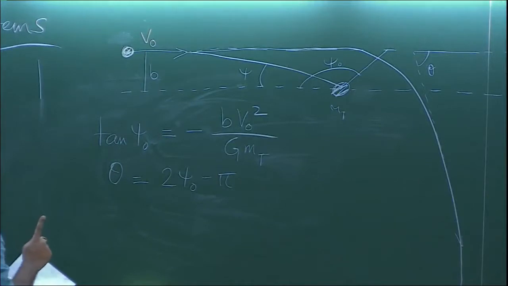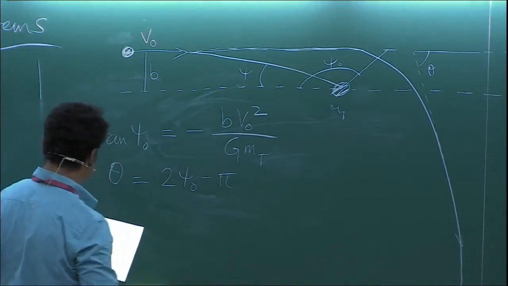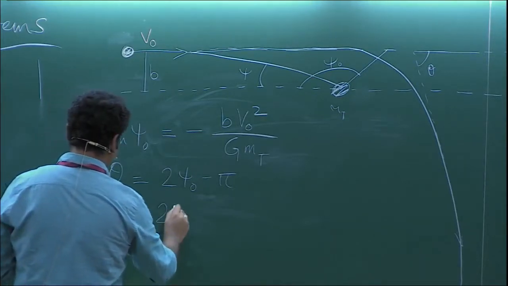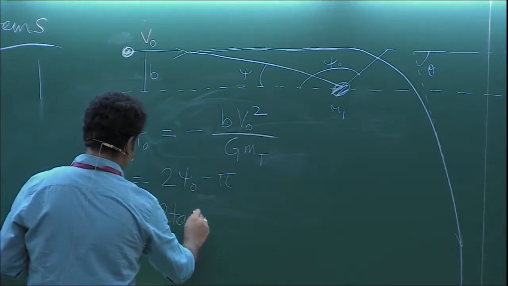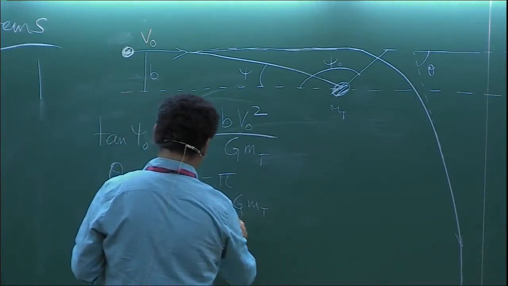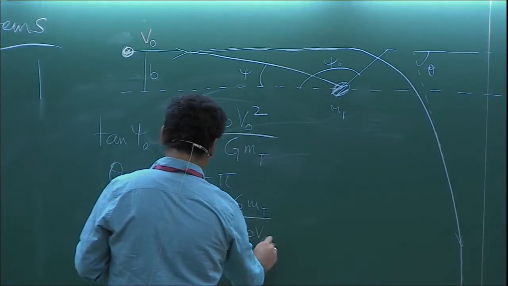So now, one thing that we are going to write down will become kind of important, and it will allow us to simplify the forms of the equations. But first, let's solve for theta. So theta becomes 2 tan inverse G M T over b v0 square.